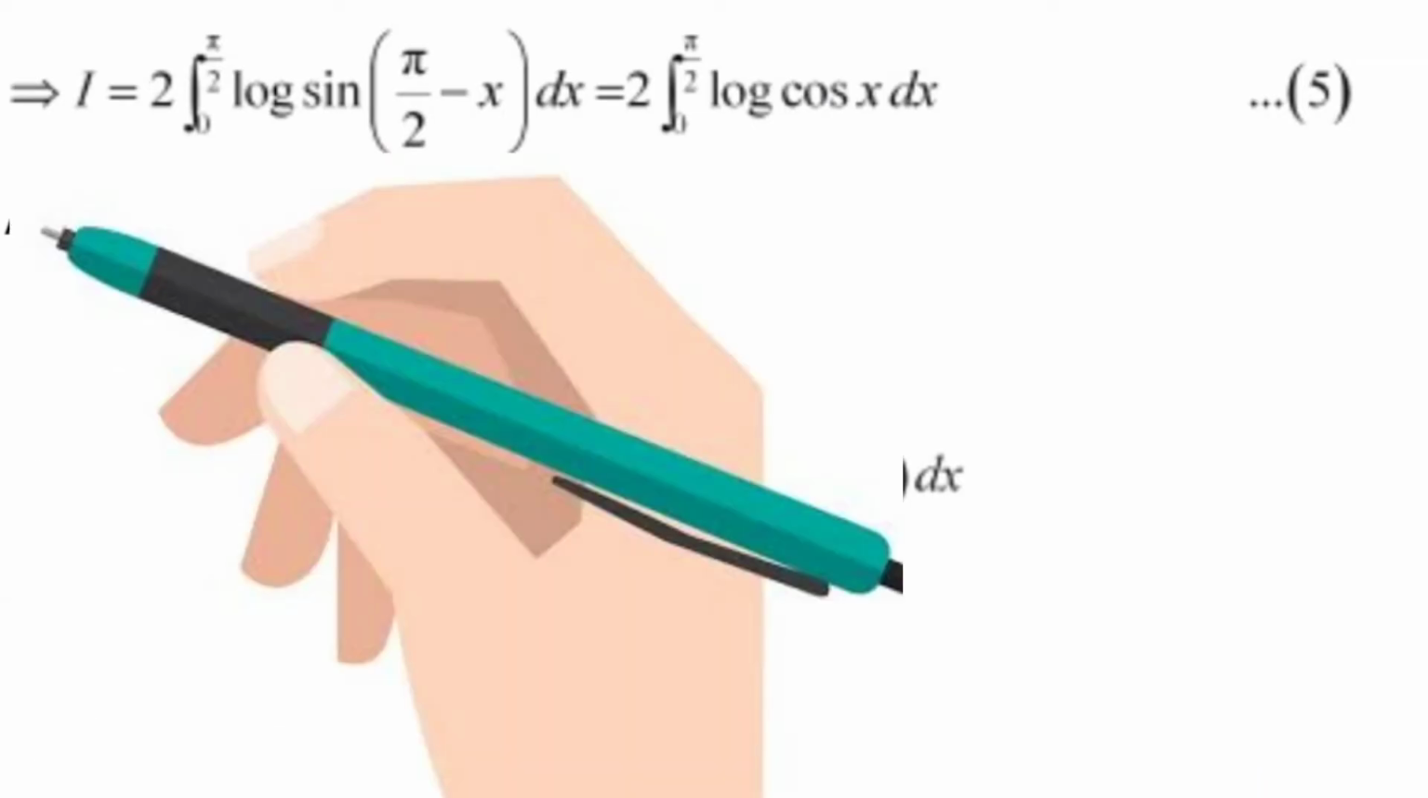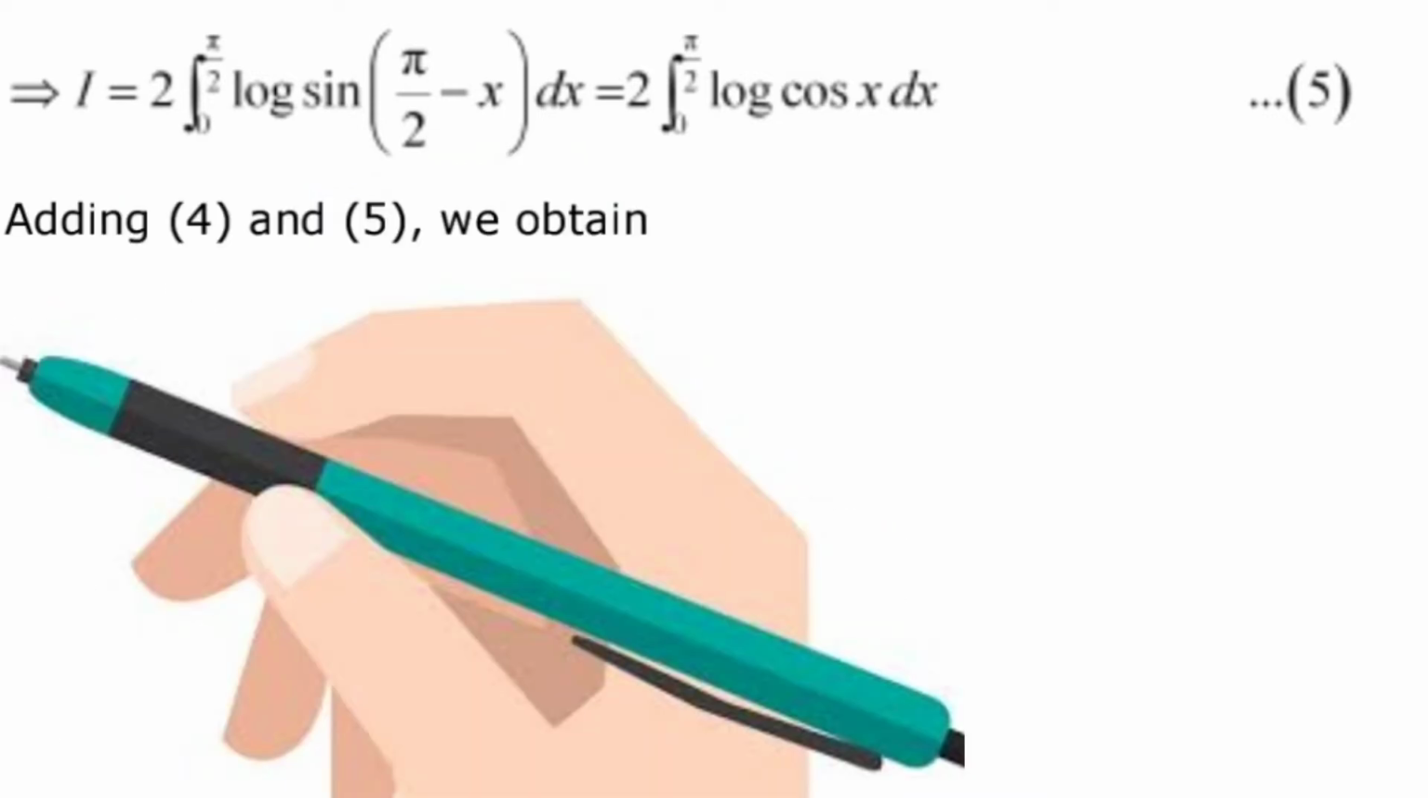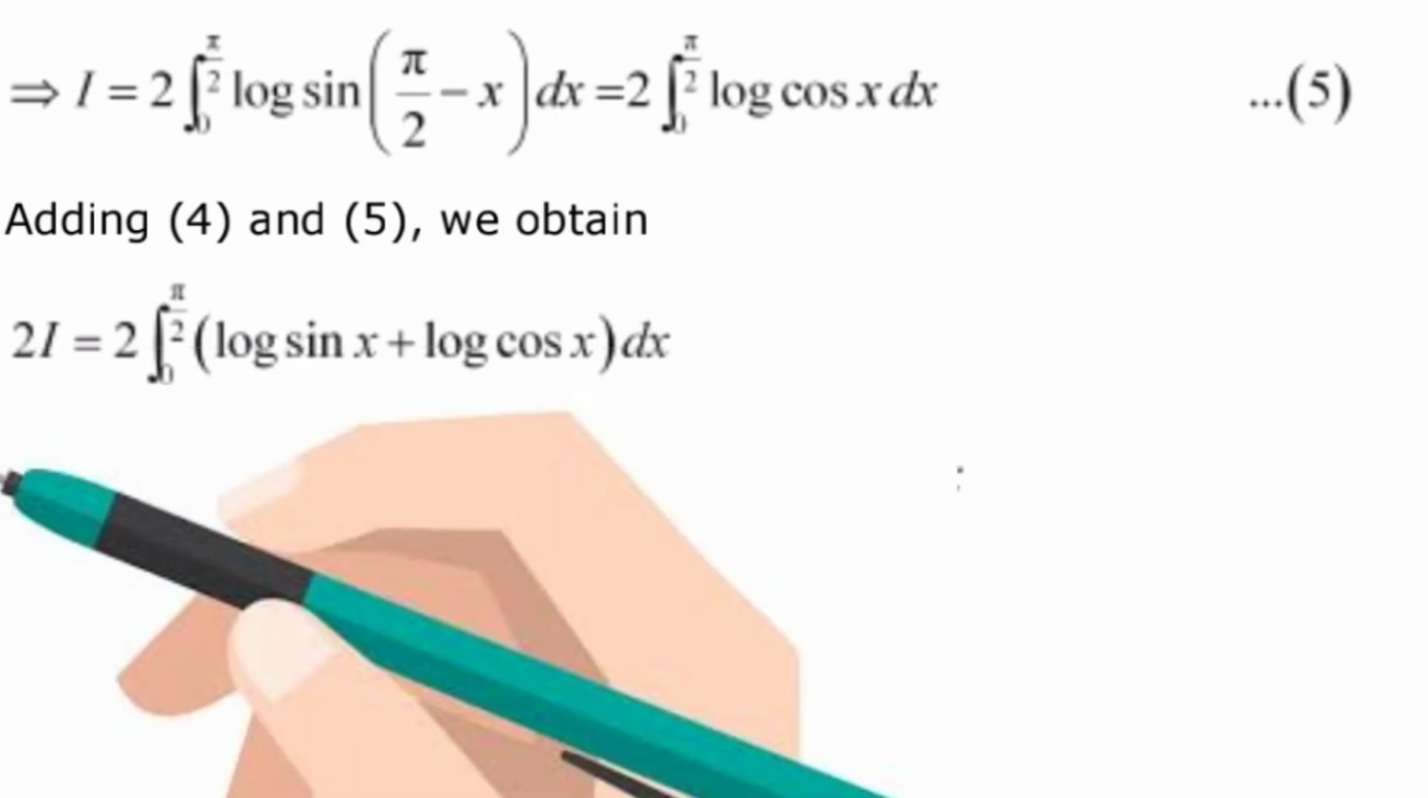Now next, if I use a minus x in this equation number 4, then I get sin of 90 minus x, I get cos x. I denoted it by 5, because sin of 90 minus x equals cos x. So according to the rules of trigonometry, I add number 4 and 5. Now adding number 4 and 5, I get log sin x plus log cos x.